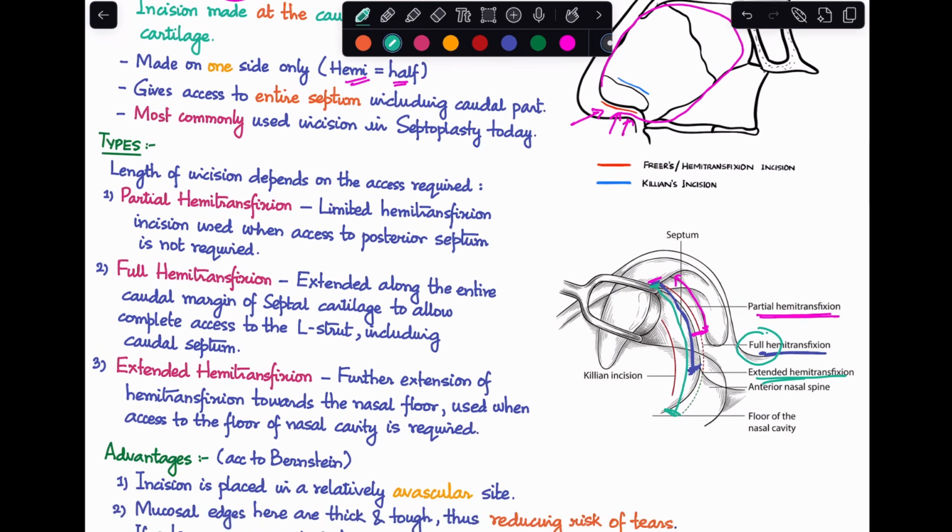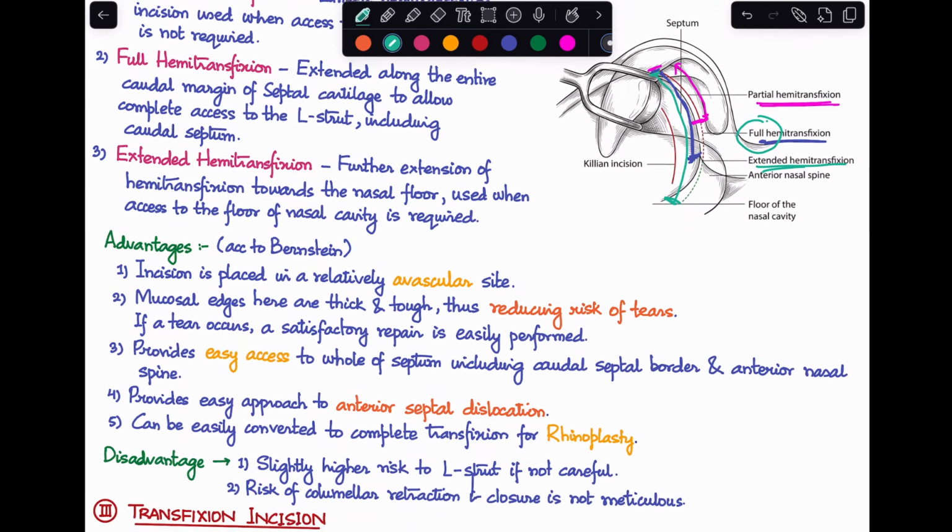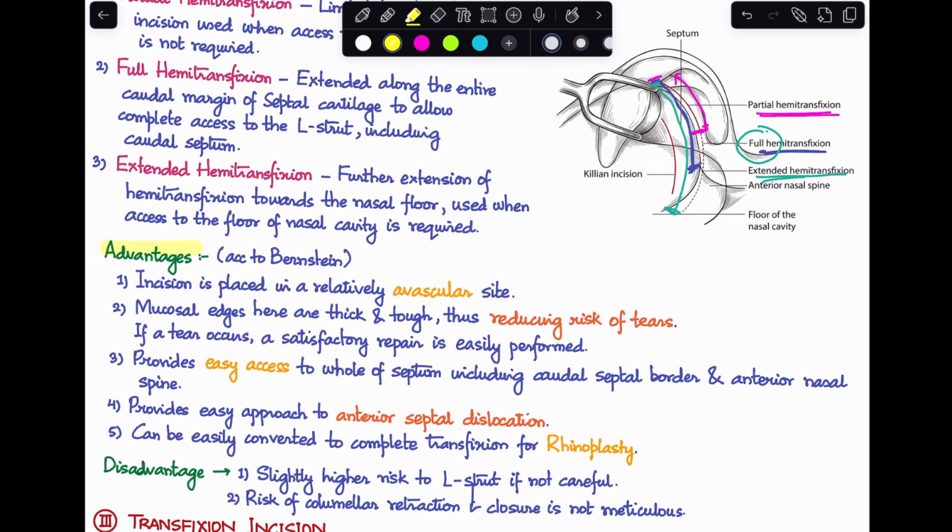Now let's talk about what the advantages of Freer's incision are. This is a very, very important viva question that you will be asked from time to time. Bernstein had given us all these advantages. Number one is that the incision is placed in a relatively avascular site. During surgery, when you're putting an incision at the caudal border of the septal cartilage, this is actually a very avascular site, and there's very little chance of bleeding and a very clear operative field when you're performing the surgery. Second is that the mucosal edges over here are very thick and tough.